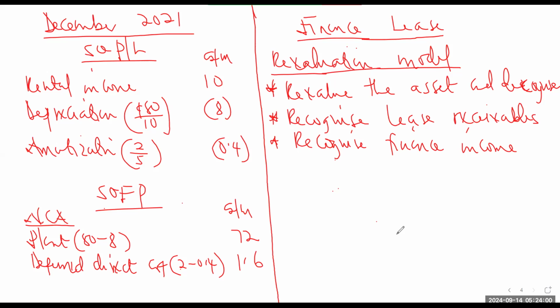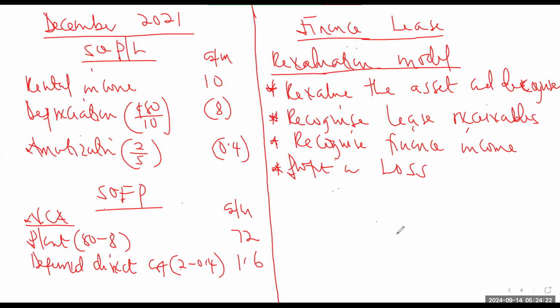So every year we calculate the interest. Every year we calculate the interest. That is what we call the finance income. There can also be a profit or loss on the arrangement. How do we calculate the profit or loss?